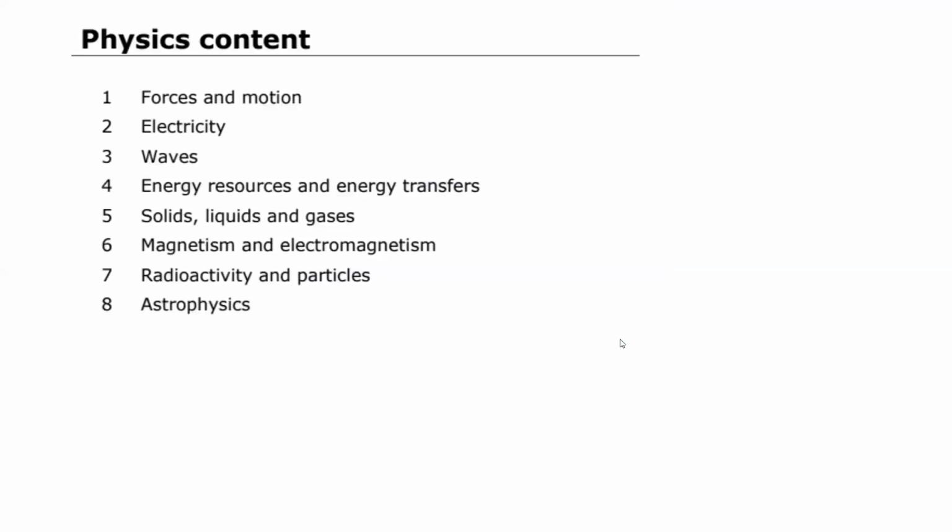Now, this is the topic list: forces and motion, electricity, waves, energy resources and energy transfers, solids, liquids and gases, magnetism and electromagnetism, radioactivity and particles, and astrophysics. This is the first thing to see. There are 8 units in our course: forces and motion, electricity, waves, energy resources, solids liquids gases, magnetism and electromagnetism, radioactivity, and astrophysics.